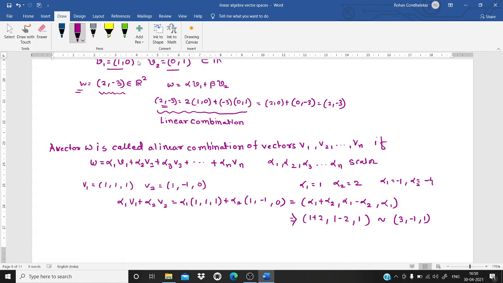Then in this case, what will I get? Alpha 1 is -1 and alpha 2 is -4. So (-1 plus -4, -1 minus of -4, -1). So the vector would be (-5, minus becomes plus, so -1 plus 4 gives me 3, -1). So these two vectors are linear combinations of v1 and v2. I hope this idea is clear to everyone. Fine.